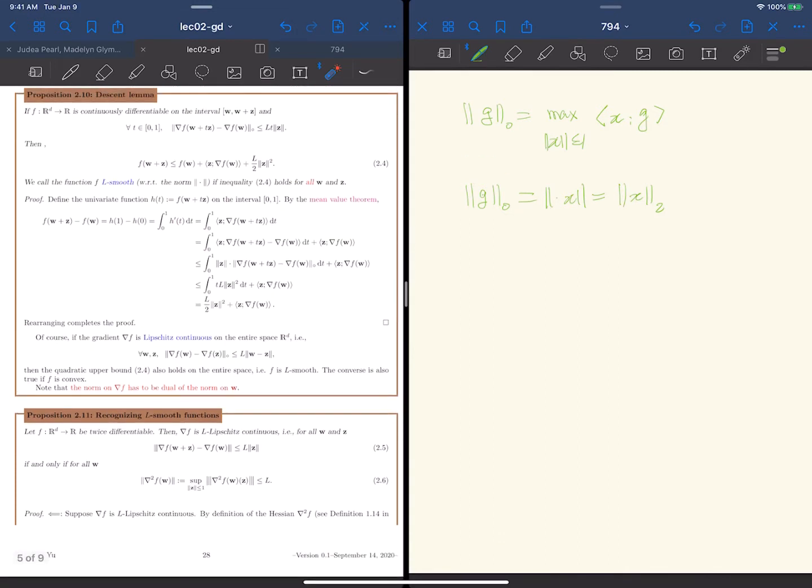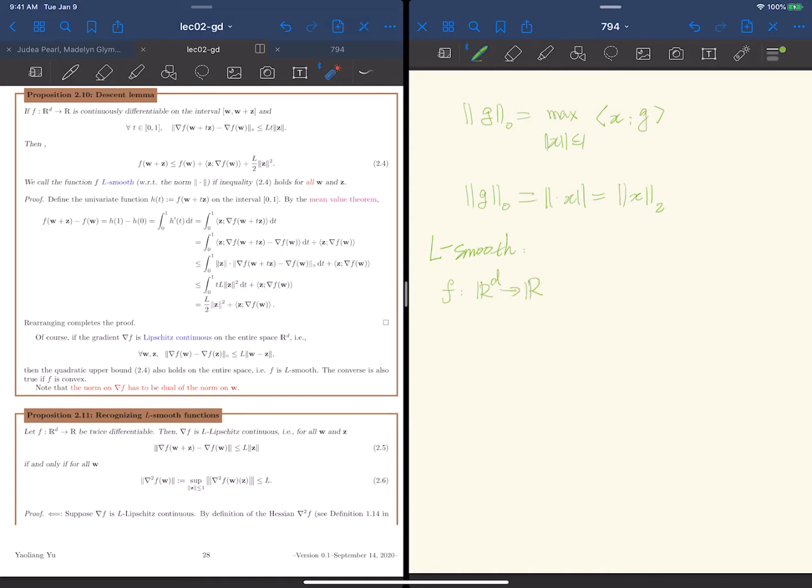But I want to mention the next result, namely that if I give you a function, how do you recognize if a function is L-smooth or not? So first let's define what L-smoothness is. You probably have seen this before if you have read any paper that deals with optimization. L-smoothness means, if I have a function f that goes from R^d to R, right?